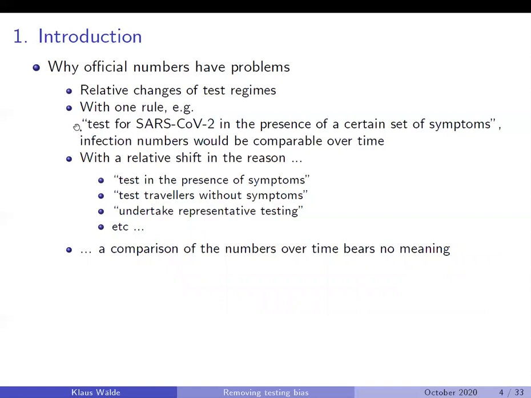So let's imagine we test for SARS-CoV-2 only in the presence of a certain set of symptoms. So fever, a headache, and so on, coughing, of course. If we test only according to one rule, then everything would be fine. But we have different reasons for testing. So one is, of course, testing in the presence of symptoms, and I guess this is the most important reason for testing. Then we test travelers without symptoms. Then we undertake representative testing, and we think about testing people that go and visit their relatives in elderly homes, or there are many reasons. We test people in hotspots, and so on and so on.